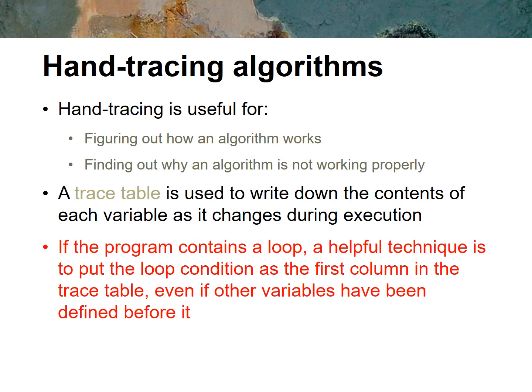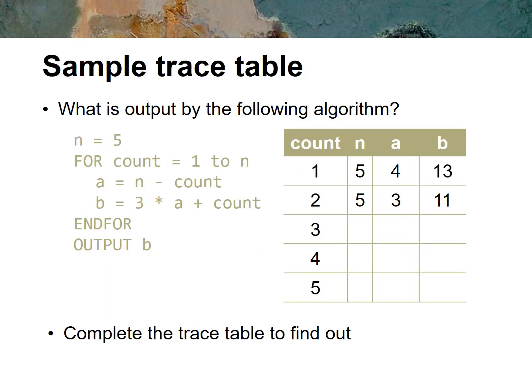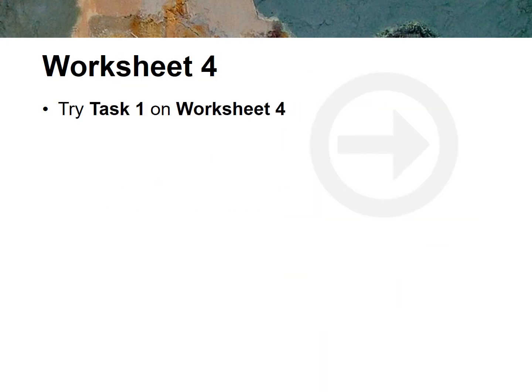If the program actually contains a loop, there's a helpful technique to put the loop condition as the first column in the trace table, even if other variables have been determined before. Here's an example of a trace table. We've identified the variables n, a and b, but we do have a decision, which is count. Try to complete the trace table. Here are the answers. Did you get it correct? Try the different tasks now on the worksheet and see how well you go.